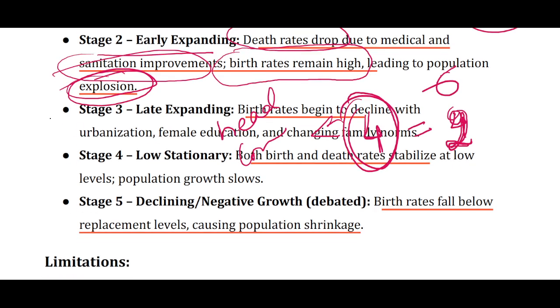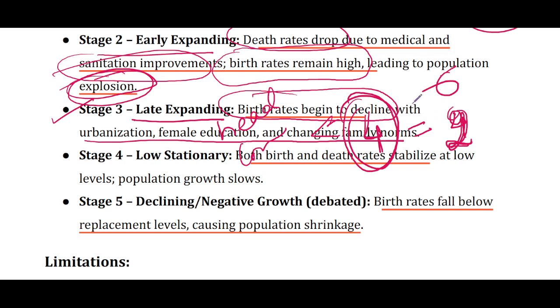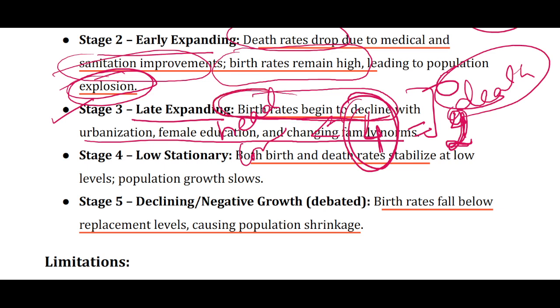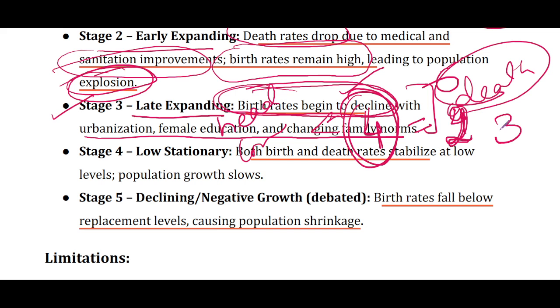This led to the instance of population explosion. The third stage was the stage of late expanding, where birth rate also began to decline with urbanization, female education and changing family norms. And death rate was already low. But still, birth rate was higher than today's standard. So again, if 3 children are being born and one is dying, still every family had 2 or 3 children.